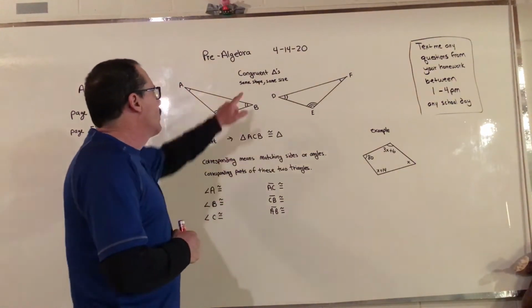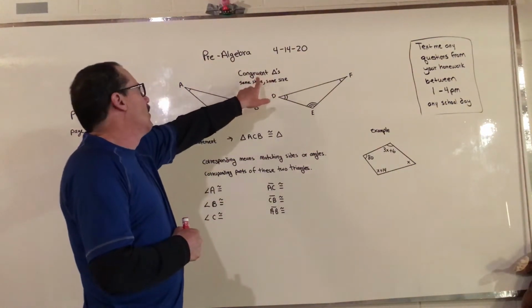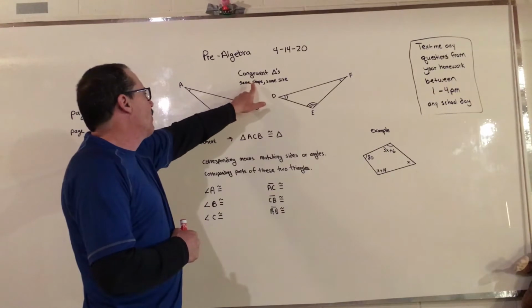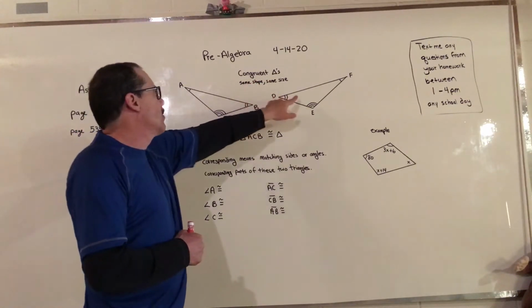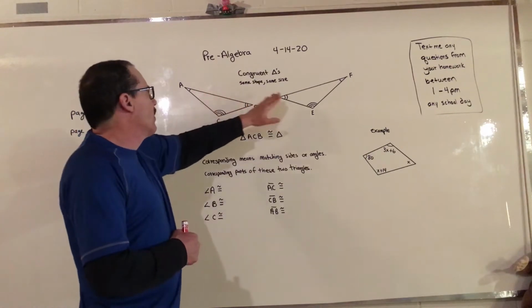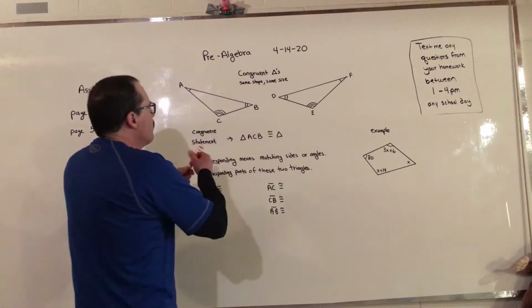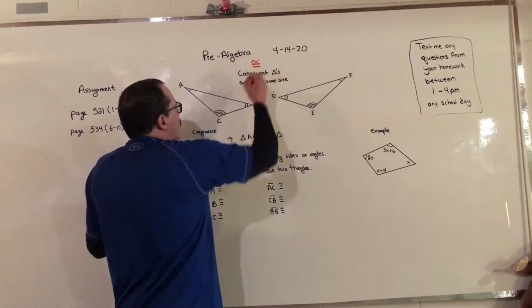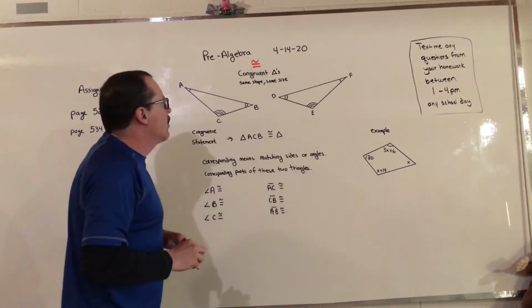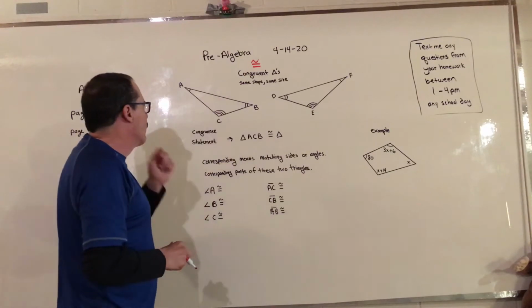We're going to look at the word congruent. Congruent means the same shape, exactly the same size. So these two triangles are exactly the same shape and the same size. The symbol for congruent is an equal sign with a little squiggly thing on top like that. So when you see that, that means congruent.